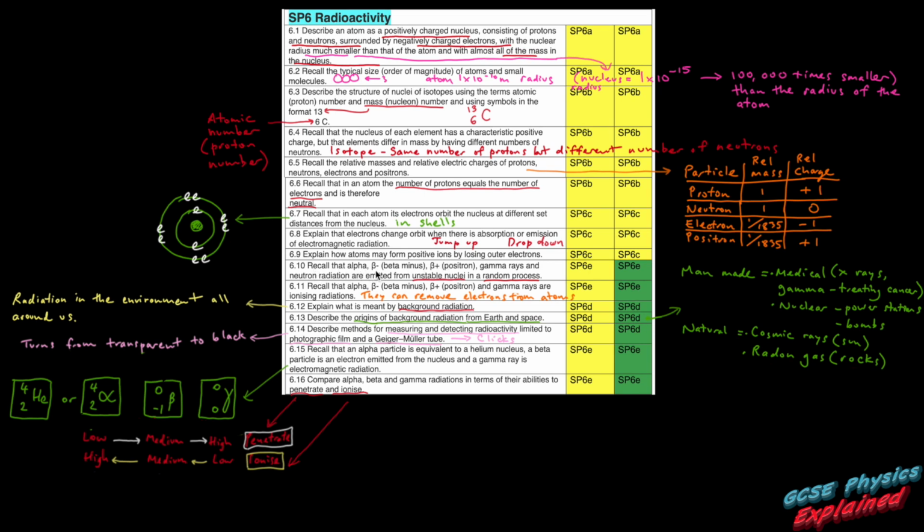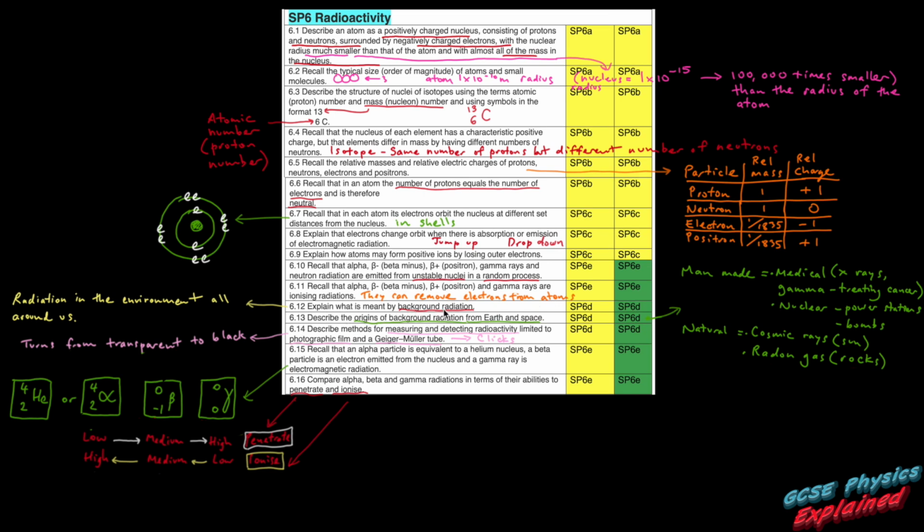Recall that alpha, beta minus, beta positive, positron, and gamma rays and neutron radiation are emitted from unstable nuclei in a random process. So basically, all of these different types of radiation come from the nucleus of an atom, and we can never tell when they're going to come out because radioactive decay is random. Recall that alpha, beta minus, beta plus, and gamma rays are ionizing radiations. What does that mean? It means they can remove electrons from atoms if they bump into the electron.